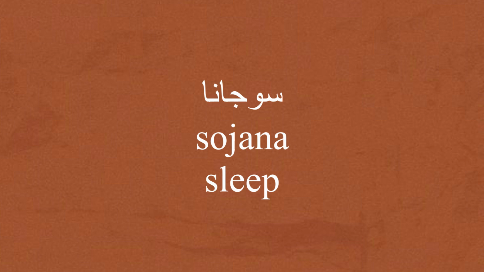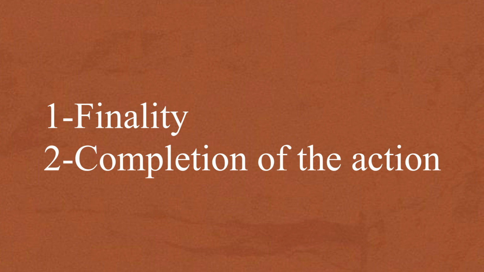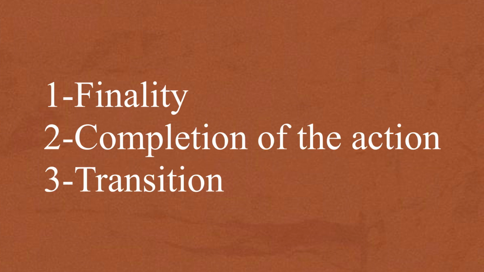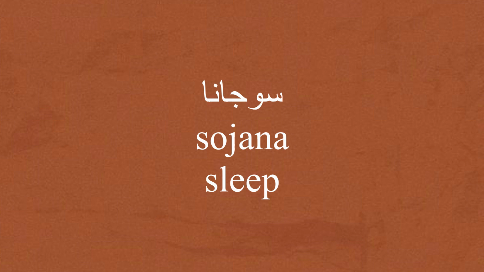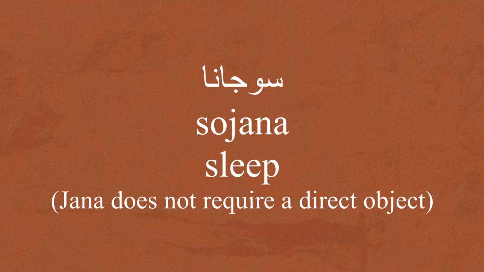Now you might be thinking, why are we not using sona, and instead we have to use so jana? Because so jana adds a different shade of meaning. It adds a sense of finality and completion of an action, or it also indicates a change of state. For example, the person was awake and then the person was sleeping. Because jana is an intransitive verb, the whole verb will become intransitive. This is the base form of the verb and we have to conjugate it into different tenses.